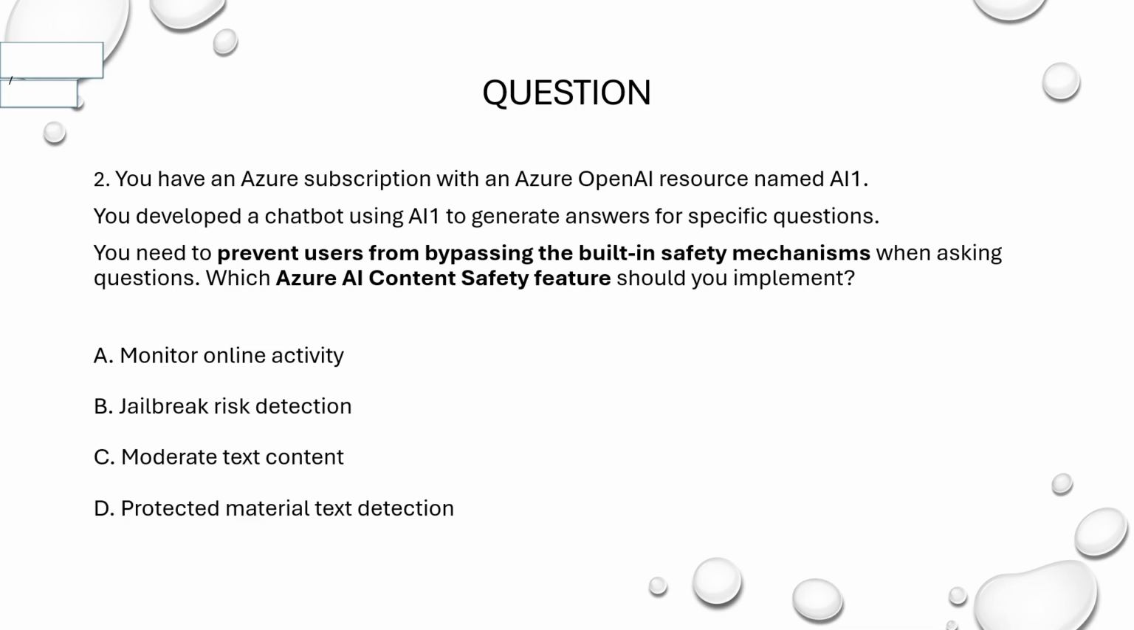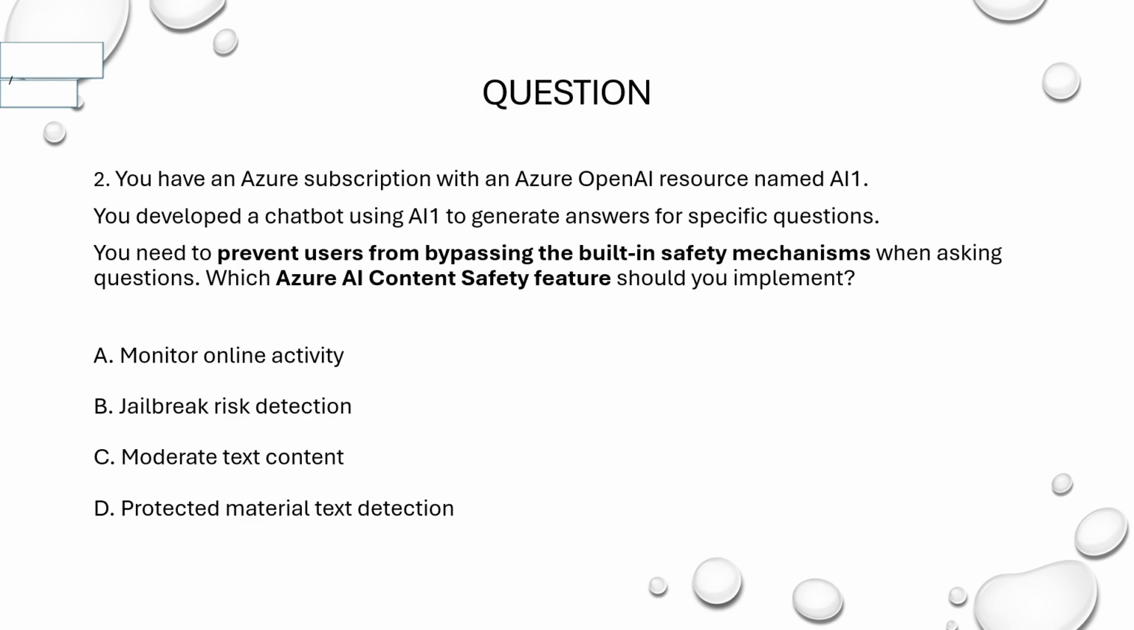Let us break down the question. What are the keywords? Which Azure AI Content Safety feature should we use? The service is Azure AI Content Safety, and which feature of that service should we use to fulfill what requirement? The requirement is to prevent users from bypassing the built-in safety mechanisms. We have an Azure OpenAI resource, and what is the purpose of that resource? It will provide a reply for the questions asked by the users.